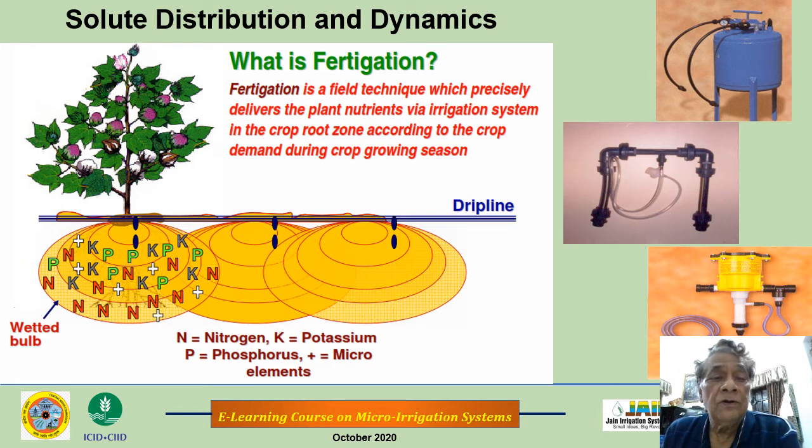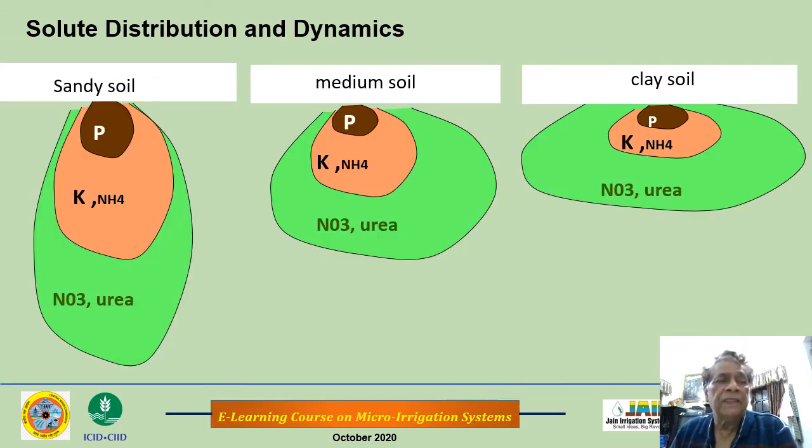particularly the potash. Potash and phosphorus do not move along with the waterfront or along with the water. So the consequence we'll discuss, and what you are seeing in this slide are different applicators of fertilizers. I think they will be covered under different topics, so I'll not take them up here.